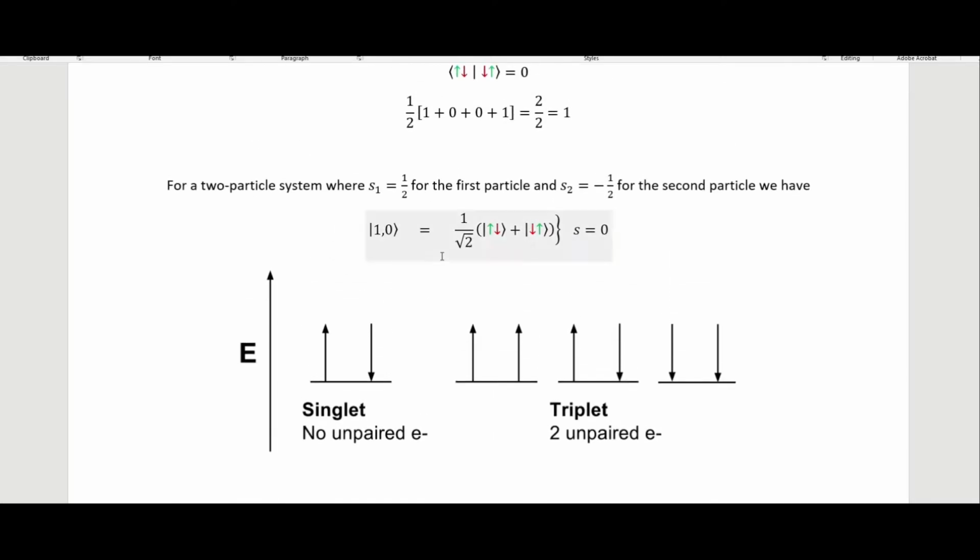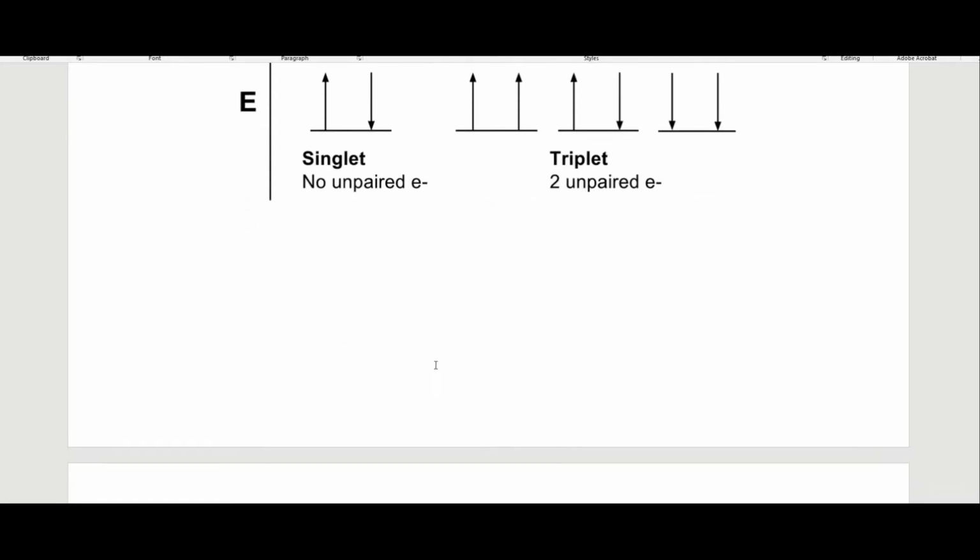So for the singlet, we could have one up and one down, or you could just switch these two back and forth and have one down and one up. But those are the only two options you can have. With the triplet, you can have both up, both down, or one up, one down, or one down, one up. And so that's why they call it a triplet, because there are 3 possible ways that it could happen, where the singlet is just this one.